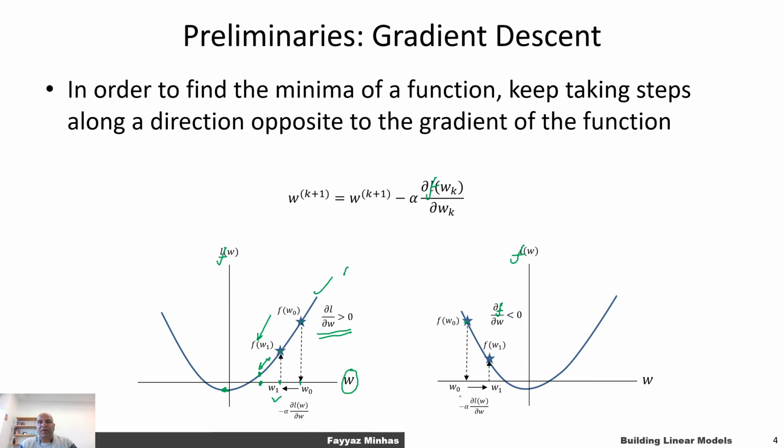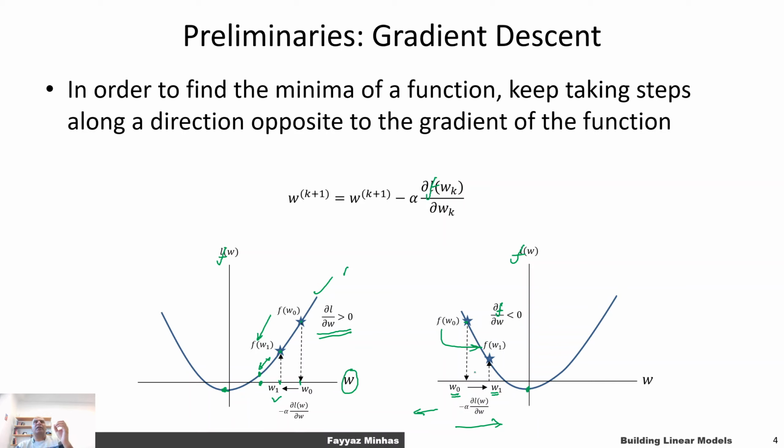So if I increase the value of w0 to another value w1 by taking a step along this particular direction, which is again the opposite direction of the slope, the slope is negative, so the slope is along this direction, but we're going to take a step along the positive axis. Then the function value is going to decrease. We're going to go from f(w0) to f(w1), and if we keep on following these steps, we are going to end up at the minimum of this function.